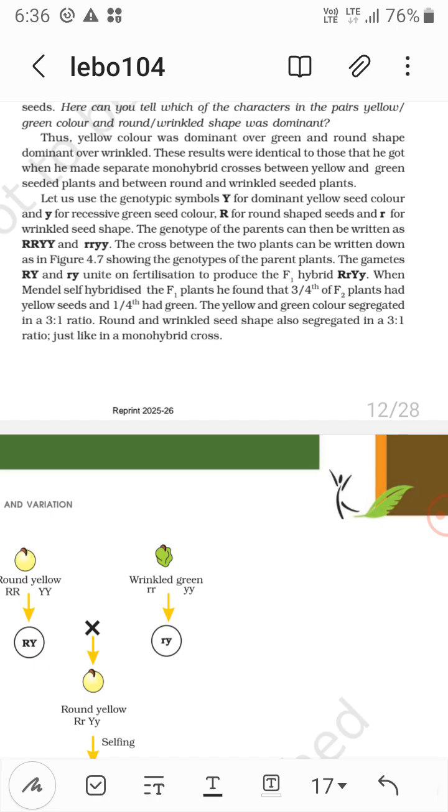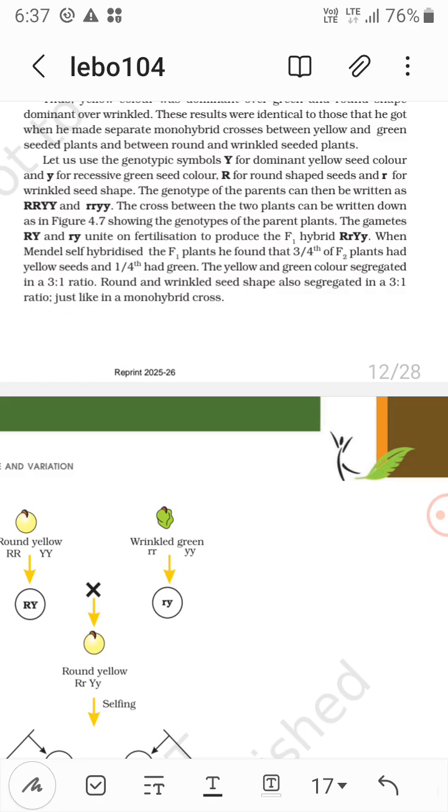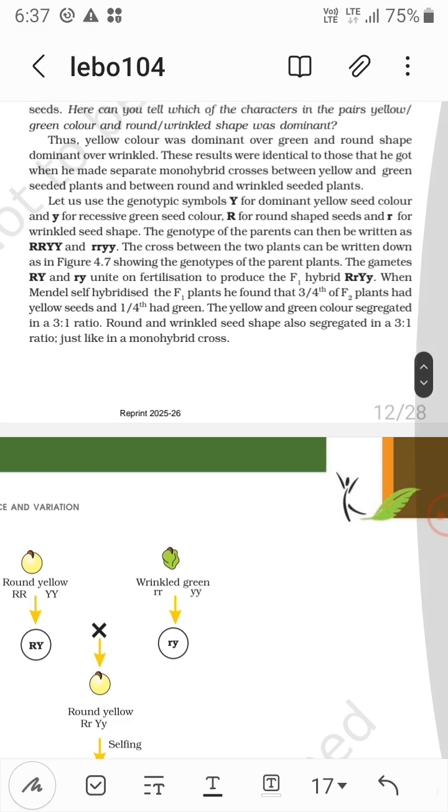So when Mendel self-hybridized the F1 plants, he found that 3/4 of the F2 plants had yellow seeds and 1/4 had green. It is the same as the monohybrid cross. The yellow and green color segregated in a 3:1 ratio. It is the same as that of the monohybrid cross. Now round and wrinkle seed shape also segregated in a 3:1 ratio, just like in a monohybrid cross.